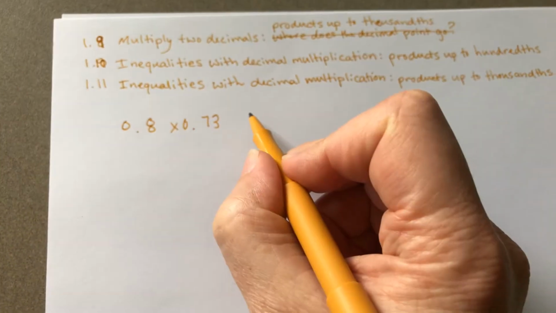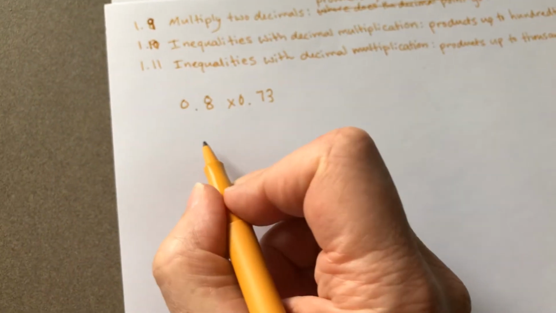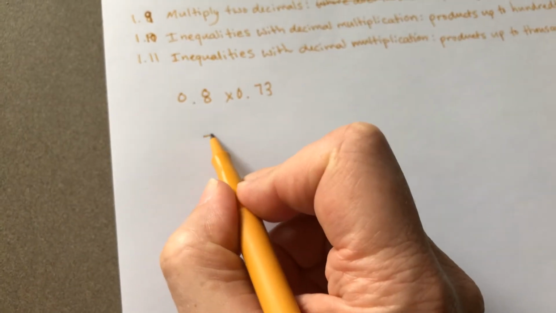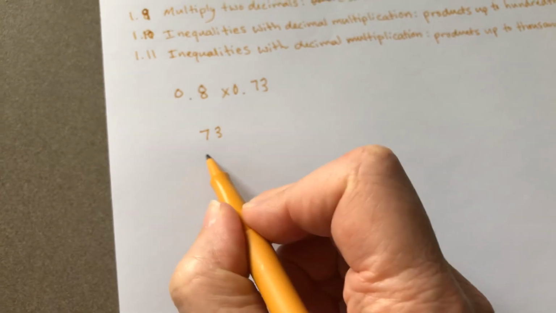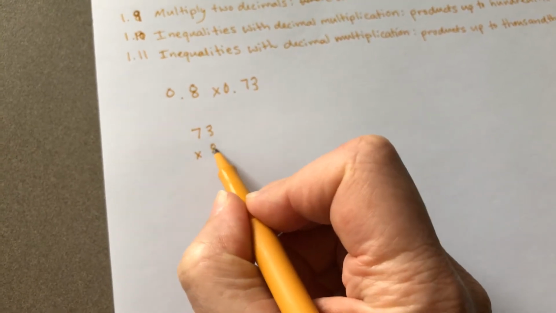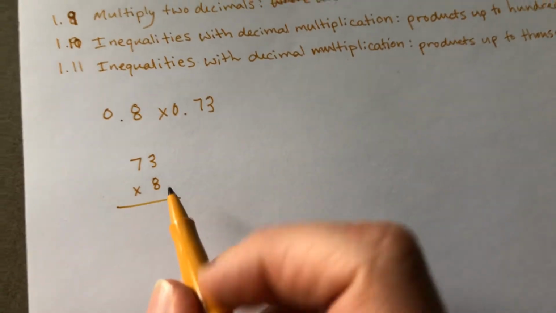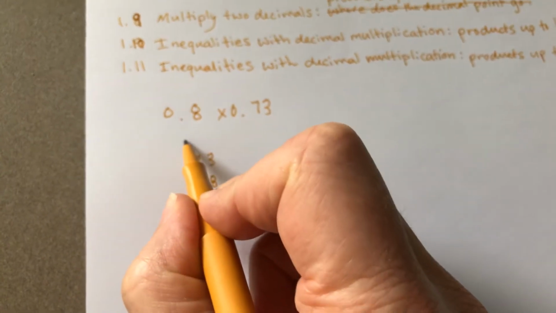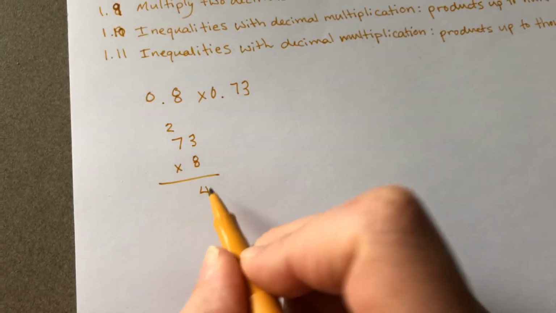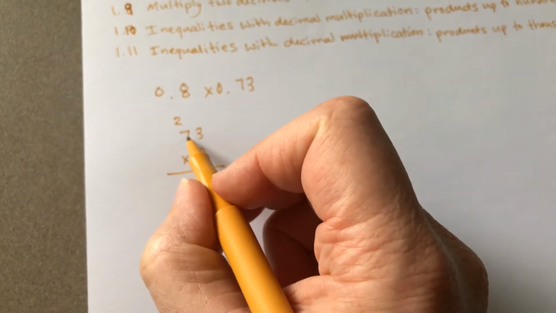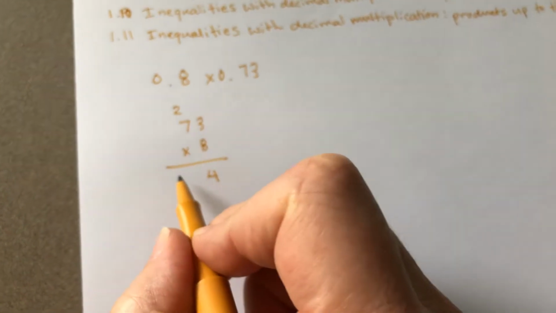Okay, now you're going to set this up as you're multiplying without decimals. So 73 times 8, right? 8 times 3 is 24. 8 times 7 is 56, plus 2 is 58.